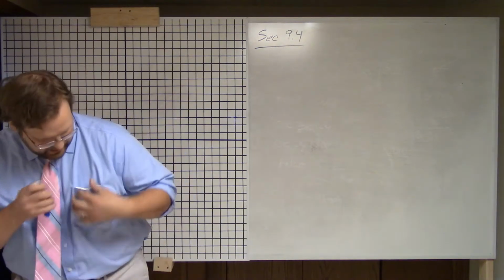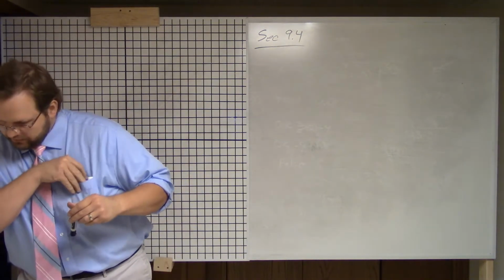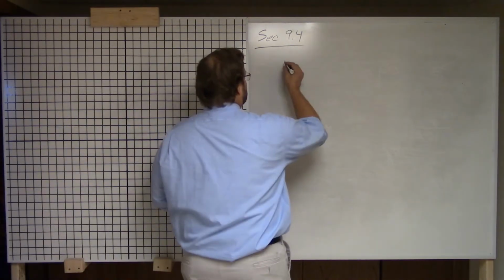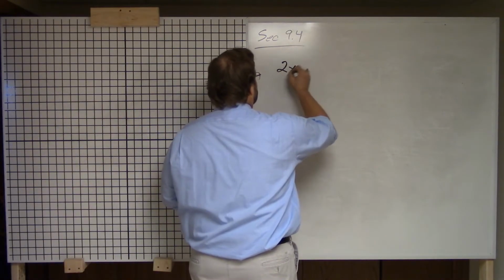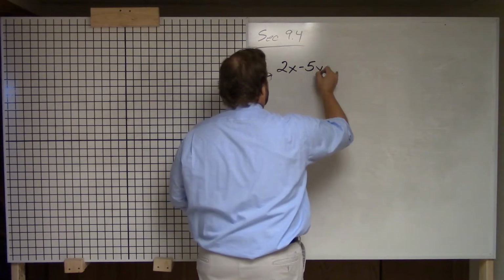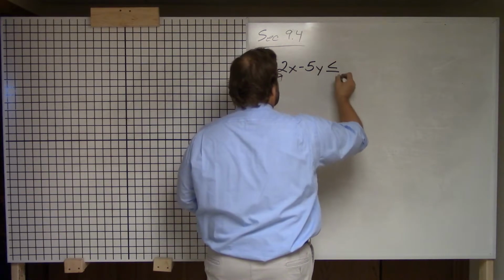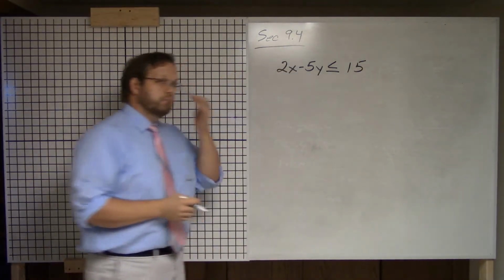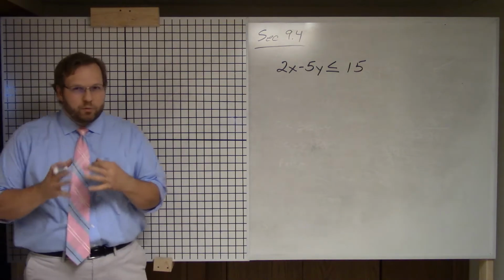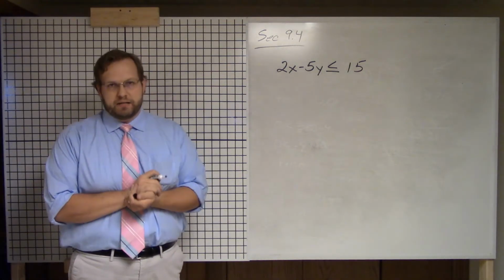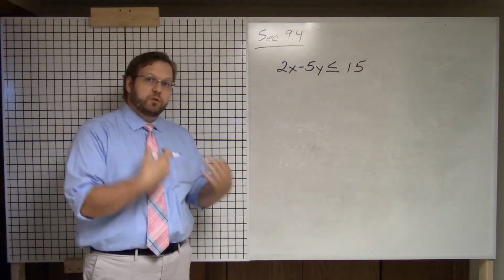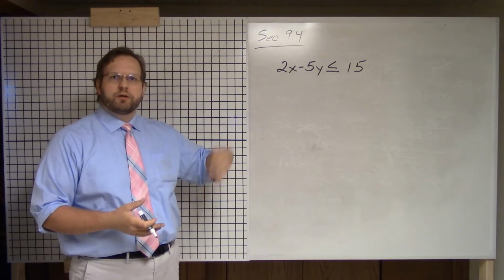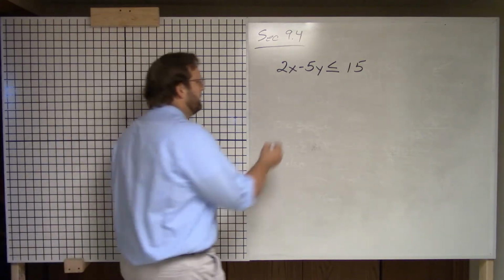Let's say we have something like this. Say we have that. Okay, again, what I would suggest you do, get y by itself. Not only does it give you that slope-intercept form that's easy to graph, but also then you can use that less than is down, greater than is up kind of trick. So I'm going to start by doing that.